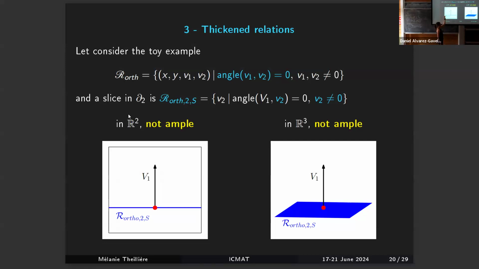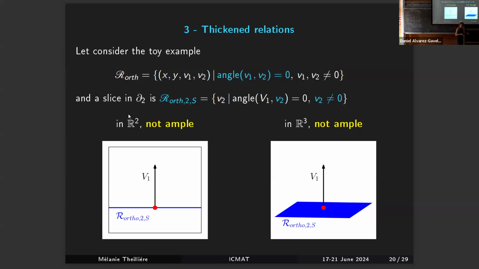So I have v1. I want to choose v2, which is orthogonal. Sorry for the typo. My only possibility here is to take v2 on a line, except 0, because I don't want my partial derivative to vanish. So this is not ample because the convex hull of this part is itself, and the convex hull of this part is itself. It never fills the space.